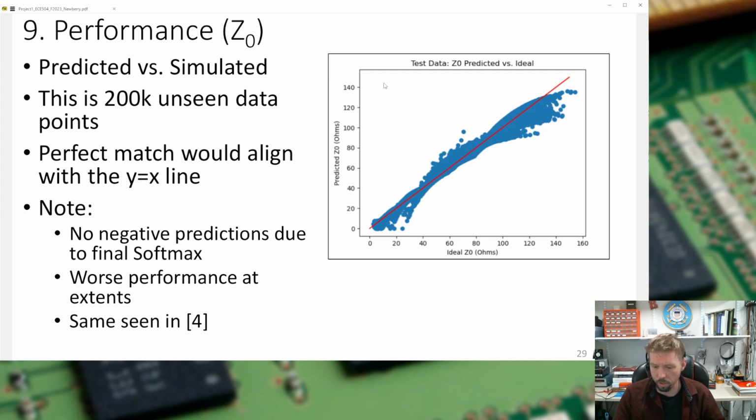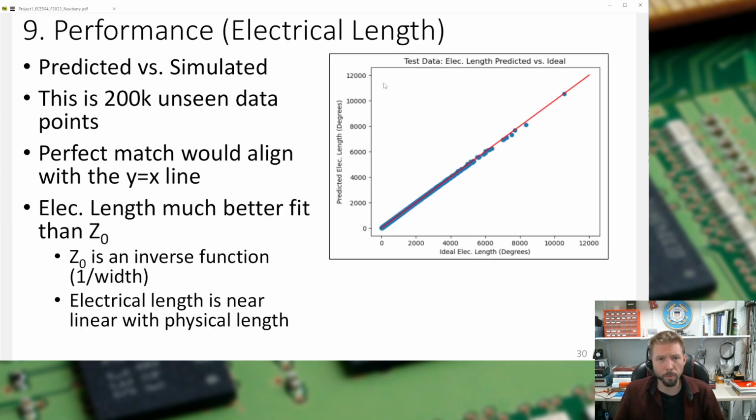So like I said, that's a similar situation I've seen in previous work. Looking at performance of the electrical length, it is a lot better. You can see that the results line up much nicer on the y equals x line. And the reason for that, I think, is that electrical length is essentially linear with physical length. We noted there's a little bit of a dependence on trace width, but it's very much more a linear electrical length to physical length calculation, whereas characteristic impedance is more of an inverse function. There's an asymptote. As the width gets very, very small, your impedance is going to approach infinity, and as your width gets very, very large, your impedance will approach 0. And so as a result, I think that the neural net had more trouble with accuracy on that particular function.